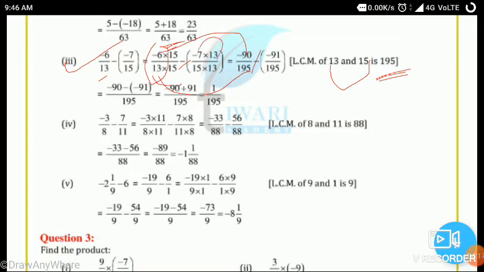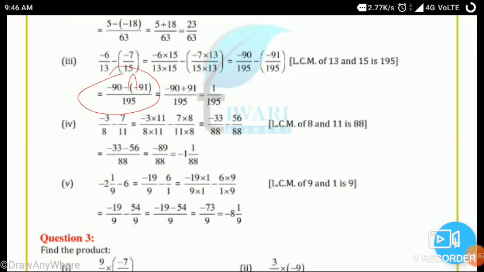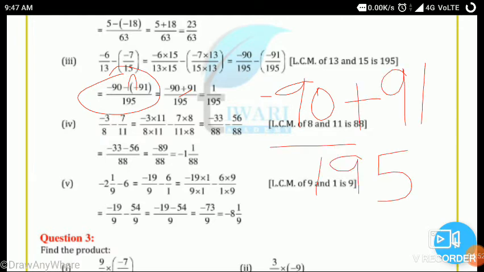Now see, why we write here 13? Because see, 15 is there in our denominator. So 15 multiply 13 is equal to 195. So we multiply 13 here also. So minus 7 multiply 13 is equal to minus 91. Okay, so minus 91 upon 195. So here minus multiply minus, it will change into positive, right? So 90 plus minus 91 upon 195, right?